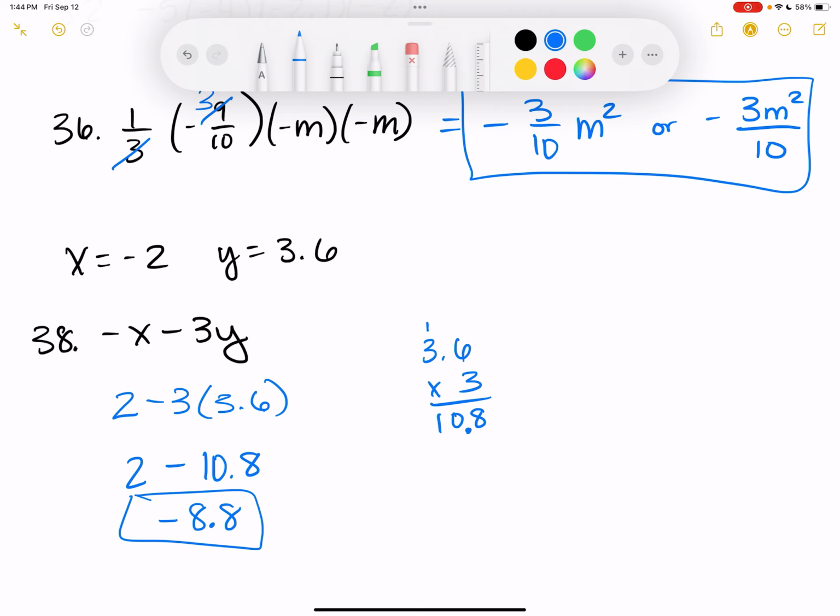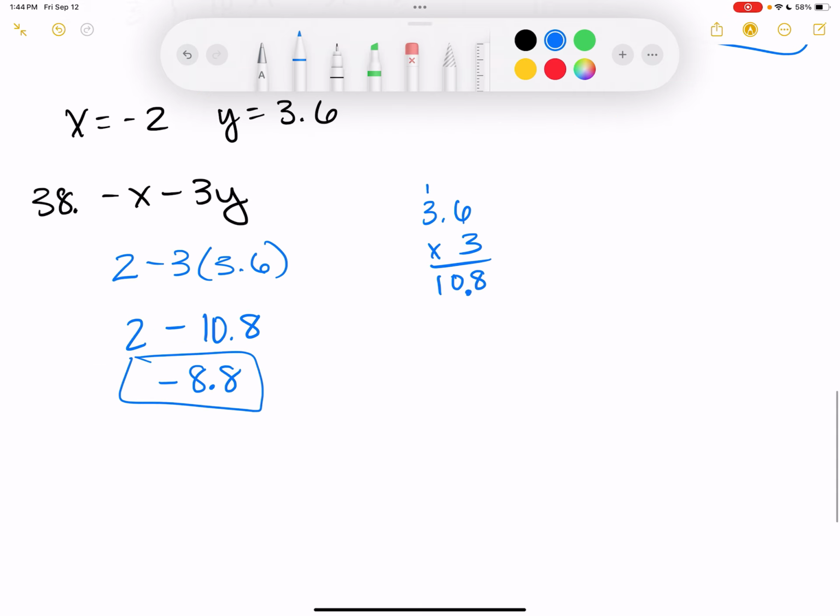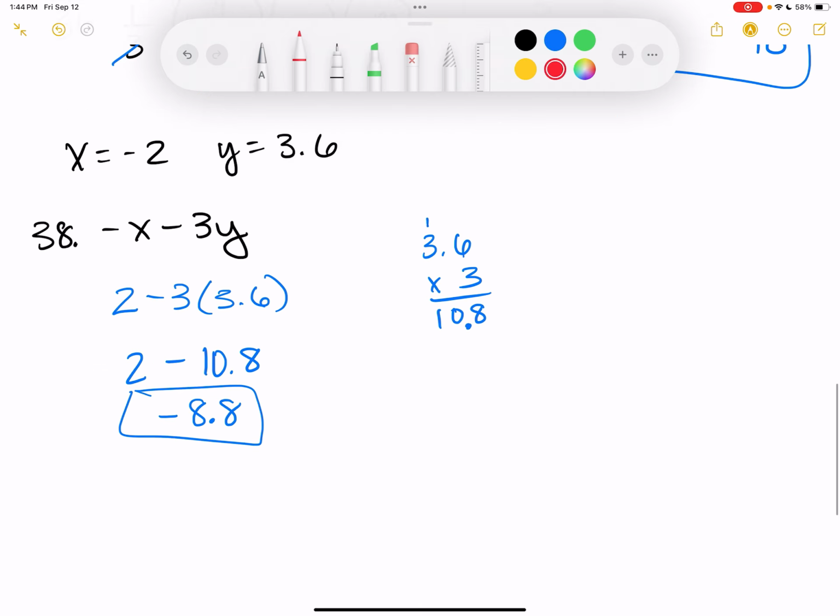All right. Any questions? Good? We know how to multiply. Good. Wonderful. Homework: 3 through 39, every other odd.